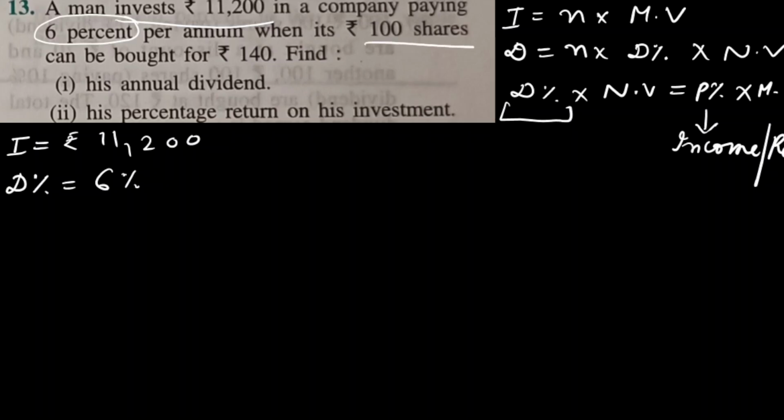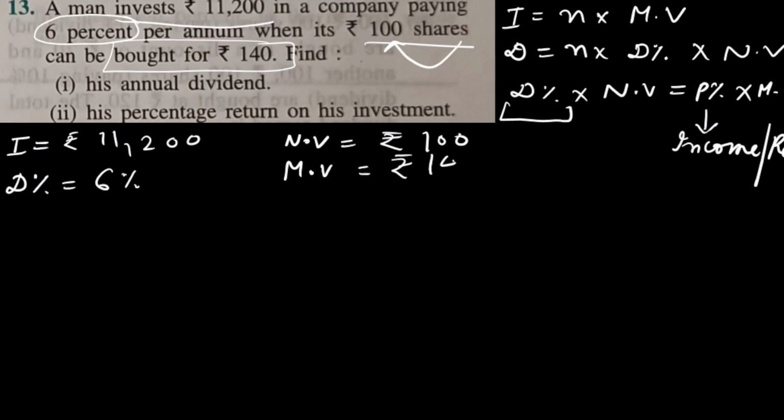It's rupees 100 shares. Rupees 100 shares means what? With shares, whatever cost is written, that cost is always nominal value. So nominal value is 100 rupees, can be bought for rupees 140. Bought for means this is the buying price, right? So the buying price is the market value. Market value is equal to rupees 140. So these are the things given to us. Now what we have to find? Annual dividend. Let's find it part by part.